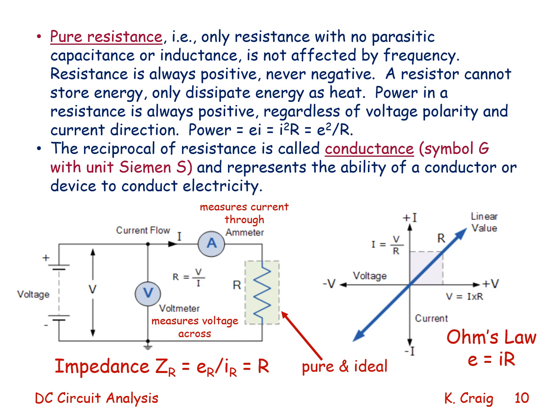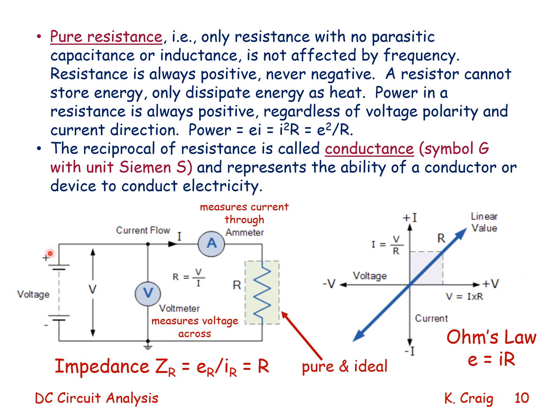Power, defined as voltage times current, with Ohm's law can be expressed as I squared R or E squared divided by R. The reciprocal of resistance is called conductance, symbol G, with the unit Siemen, S, and represents the ability of a conductor or device to conduct electricity.